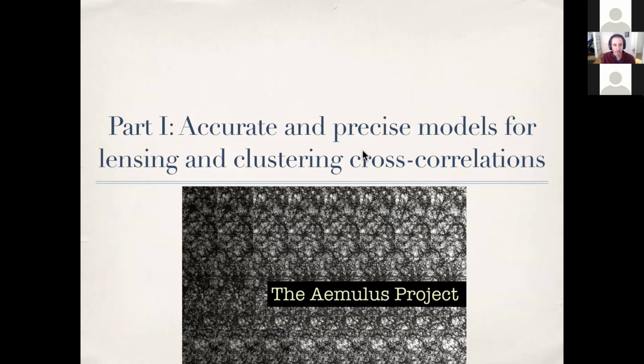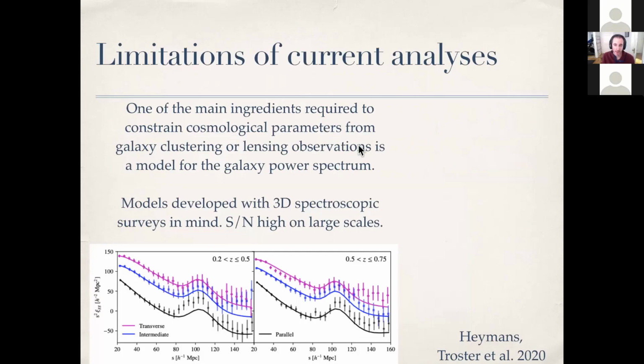Now I'm going to jump into the roadmap that I was talking about for how we're going to get to those constraints. First, I'll talk about how we're going to obtain accurate and precise models for the cross-correlation statistics that I've been discussing. But before I talk about those models, I'll tell you a little bit about some of the limitations of current analyses. One of the main ingredients that we need to extract cosmological information from these galaxy clustering and galaxy lensing statistics is the galaxy power spectrum.